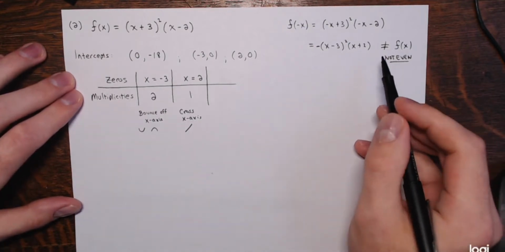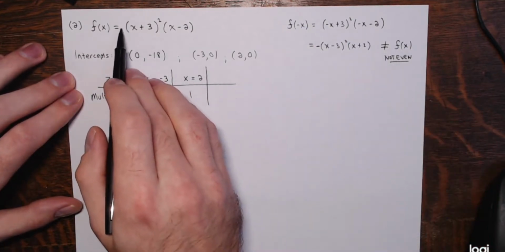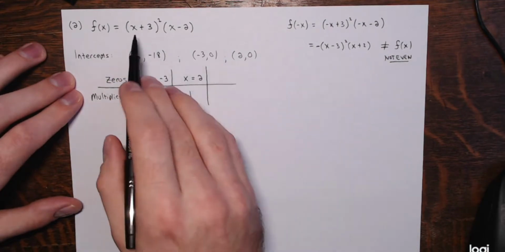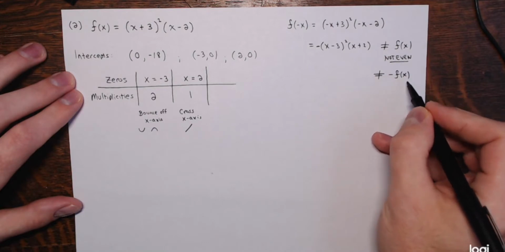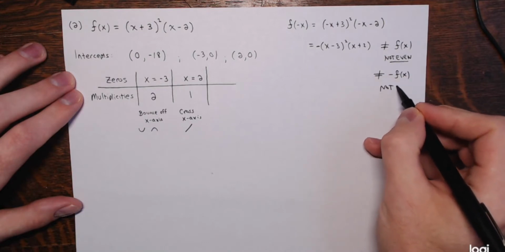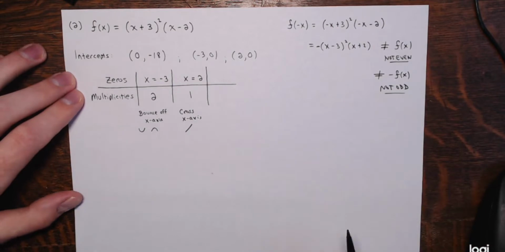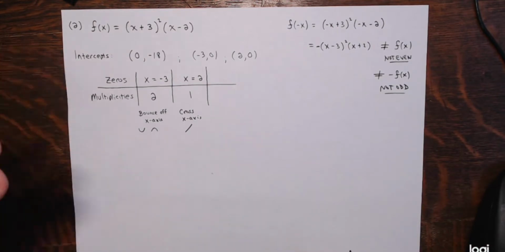And also, if I threw a -1 in front of this, took the opposite of this, they're not the same either. They have different zeros again, so it's not the same as the opposite of f of x either. So the function's not odd either. So it doesn't have y-axis symmetry, doesn't have origin symmetry.